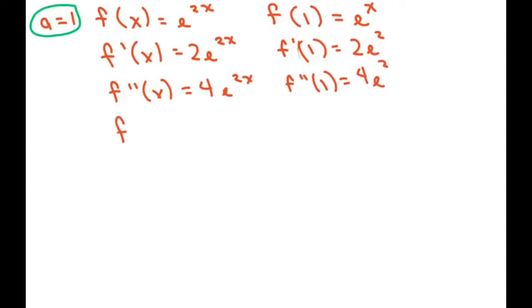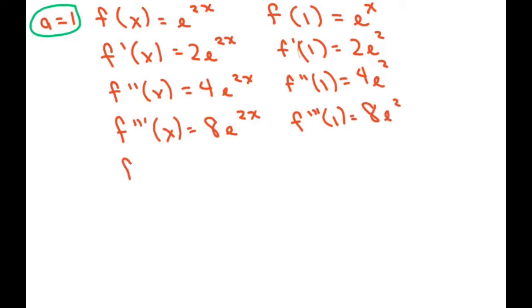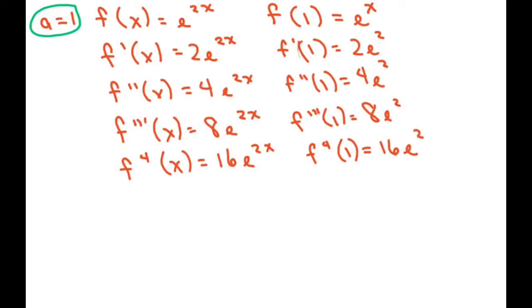And we take the third derivative of our function. That gives us 8e to the 2x. So when you plug in 1, we get 8e squared. Let's do it one more time. The fourth derivative would be 16e to the 2x. So when you do the fourth derivative at 1, we get 16e squared.